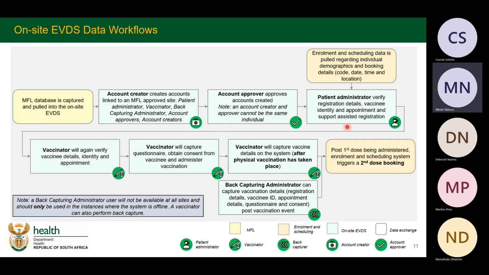Once an account has been approved and is in existence, such as the patient administrator account, what does the patient administrator do? They verify registration details using vaccinee identity documents. They also verify the appointments and medical aid details. And they rely on information that comes from the enrollment and scheduling.